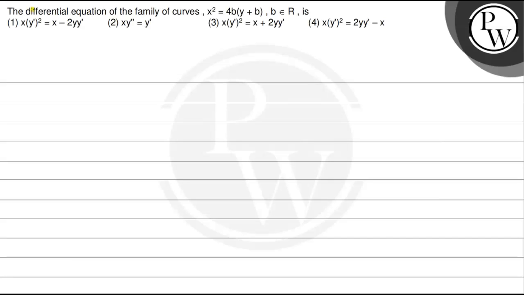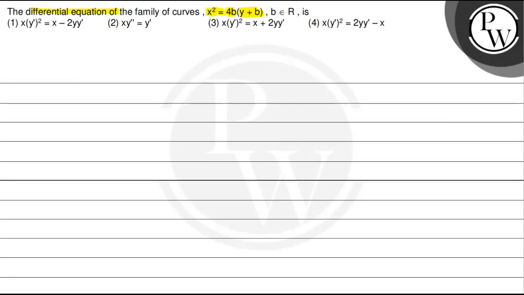So let's read this question. The differential equation of the family of curves x squared is equal to 4b times y plus b, where b is some real number, is: option 1, xy dash square is equal to x minus 2y dash. Option 2 is xy double dash is equal to y dash. Option 3 is xy dash square is equal to x plus 2y dash. And option 4 is xy dash square is equal to 2y dash minus x. Here y dash denotes dy by dx and y double dash denotes d2y by dx square.